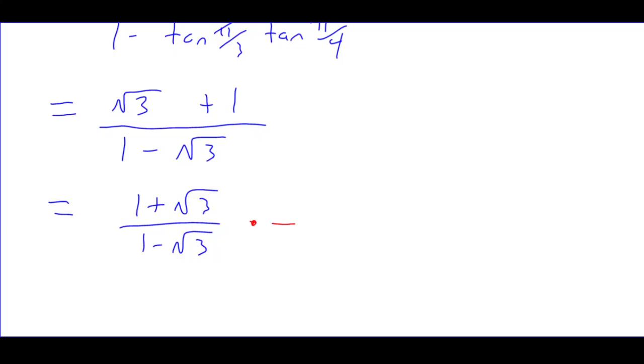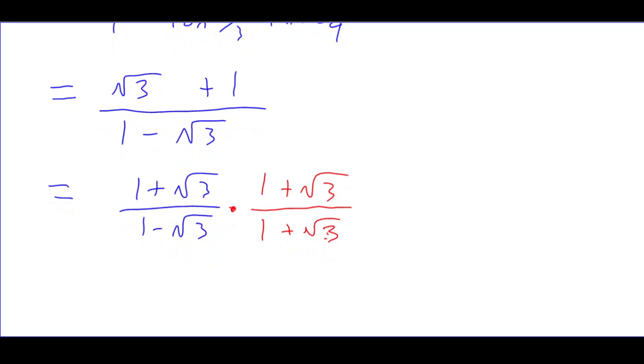You multiply by what's called the conjugate. Instead of 1 minus root 3, I can multiply by 1 plus root 3. Now, of course, sorry about that, if I do that, I have to do that on the top as well. So let's just see what happens when we do that.